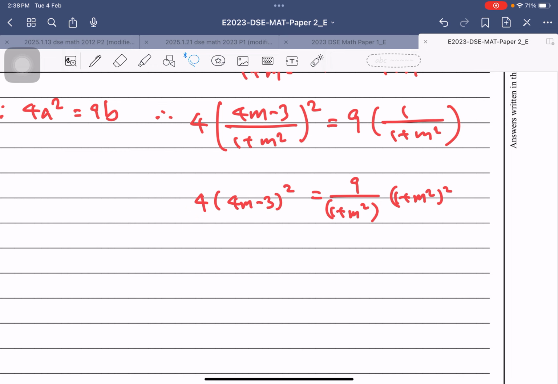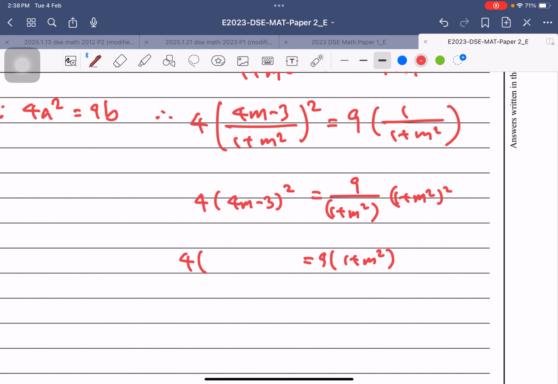So that's what we have. Strong with it, okay? So now we have the square and divide by it again. So what do we have left? This is squared. This is 1 plus m squared. So the square is being cancelled out. So what we have left is just equal to 9 times 1 plus m squared. Okay?